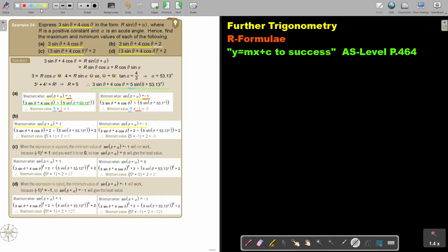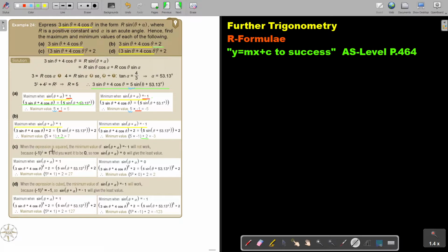Let me pick another color to let it work. So plus 2, plus 2, plus 2, and then I get my two answers.